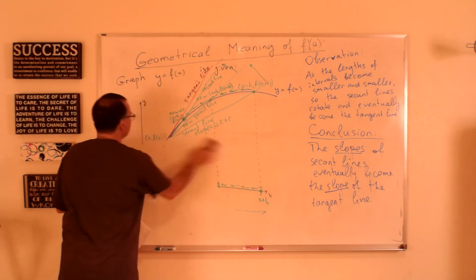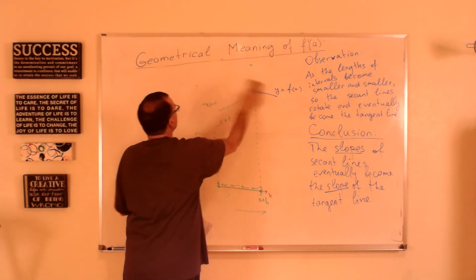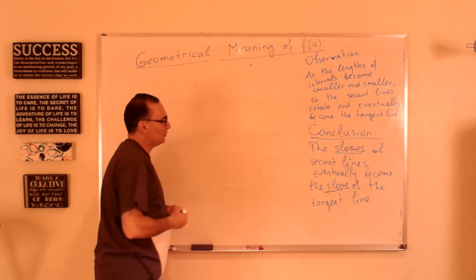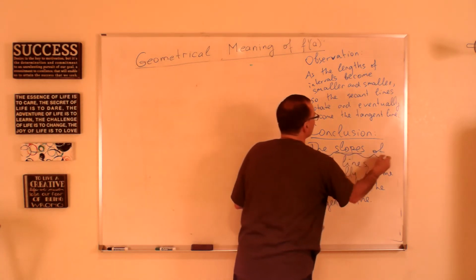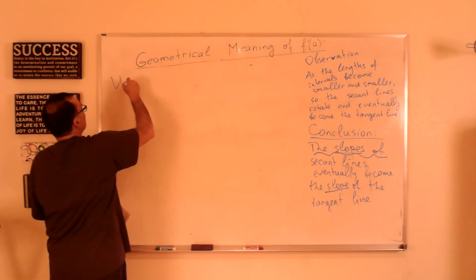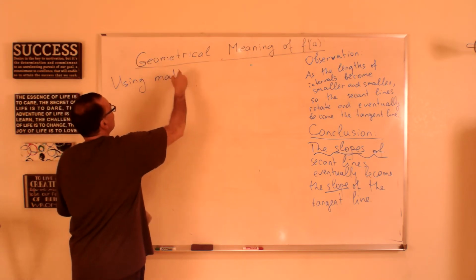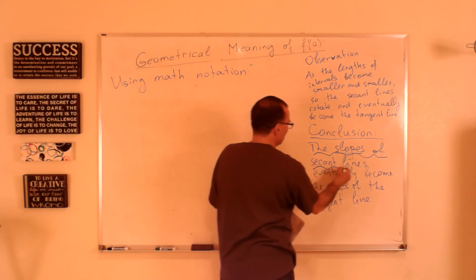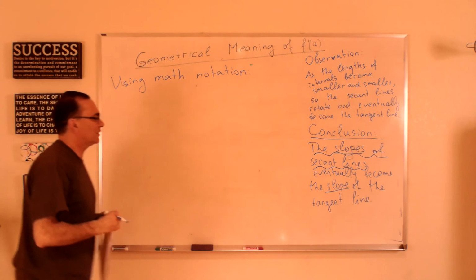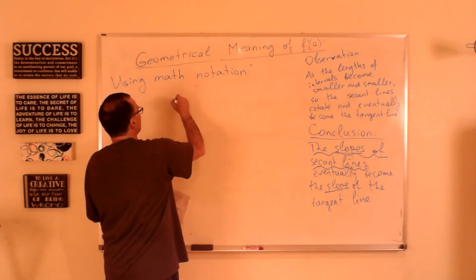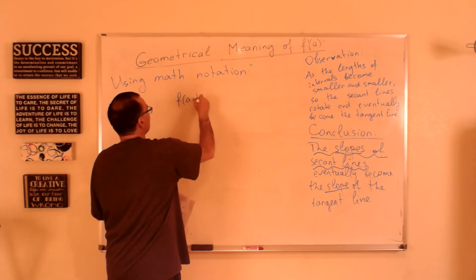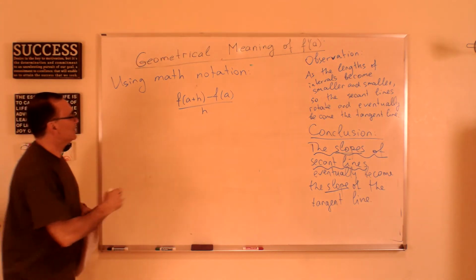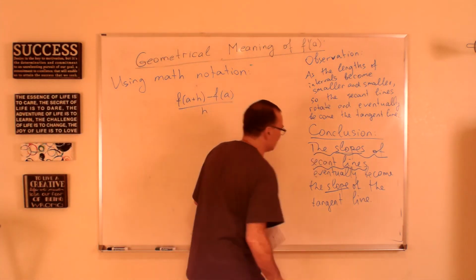So I will have to erase this picture. How can we express it in mathematical form? First of all, the slopes of secant lines is something that we know how to express using mathematical notation and formulas. It's just f of a plus h minus f of a, over h. It's the same as the average rate of change. So that's what the slope of a secant line is.